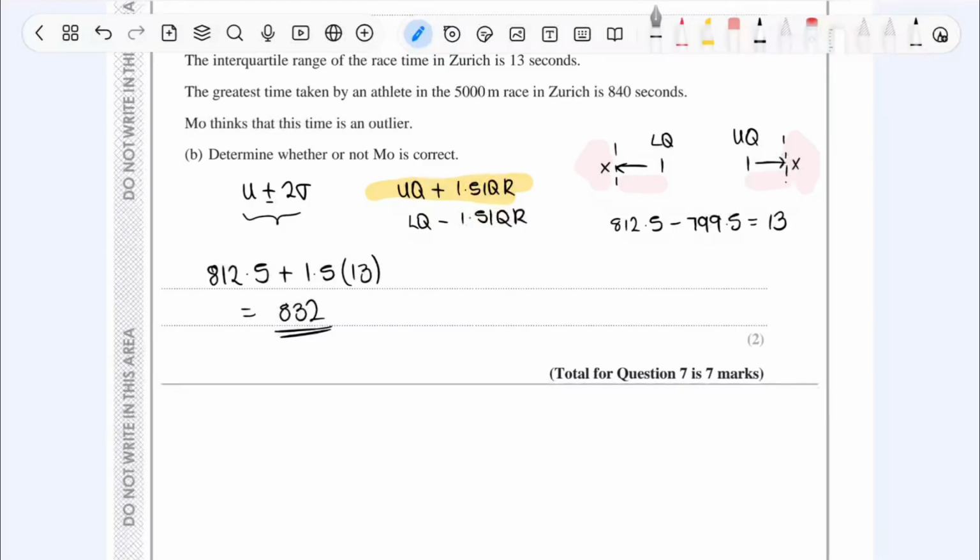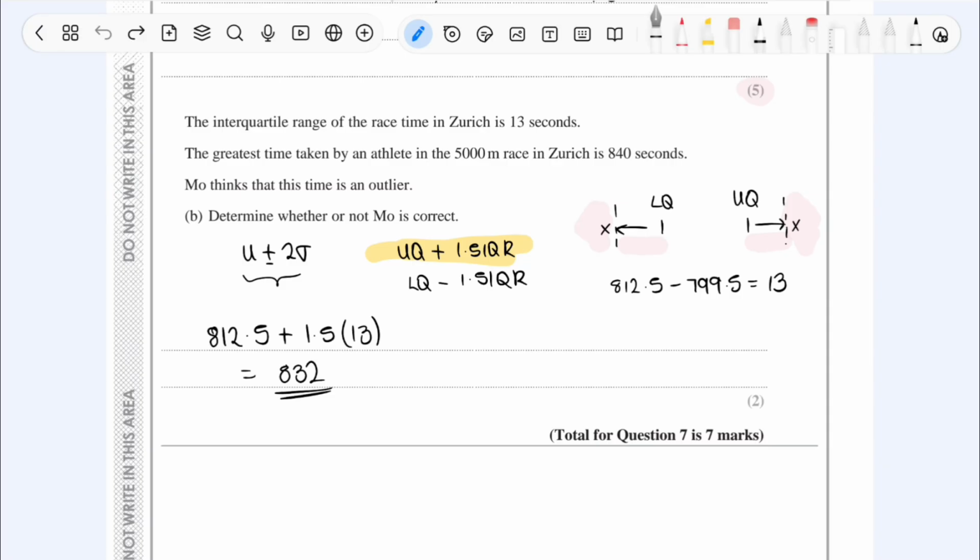Now, as I said, the mark scheme says anything which rounds to 832. So 832 is the limit for an outlier. And Mo thinks that 840 is an outlier. Well, is he correct? Yes, he is, because 840 seconds must be greater than our bound of 832. If you think about it, the cutoff is here, and this is 832, and the data is here, 840. So it's outside the region for which it should not be an outlier. So it is an outlier, therefore Mo is correct.